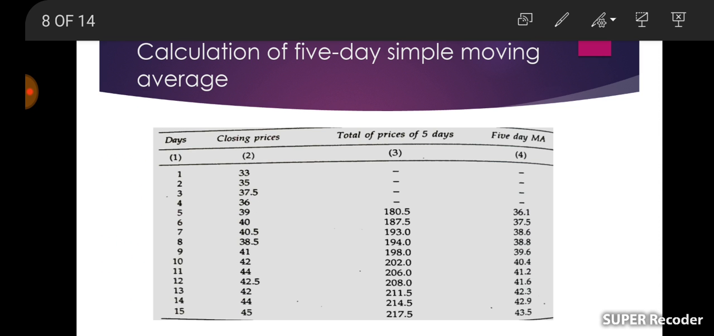The moving average, column 4, is obtained by dividing the total figure by the number of days. Here the number of days is 5 as it is a 5-day simple moving average. This fourth column's moving average, 36.1, is obtained by dividing 180.5 by 5. And the second moving average is obtained by dividing 187.5 by 5.